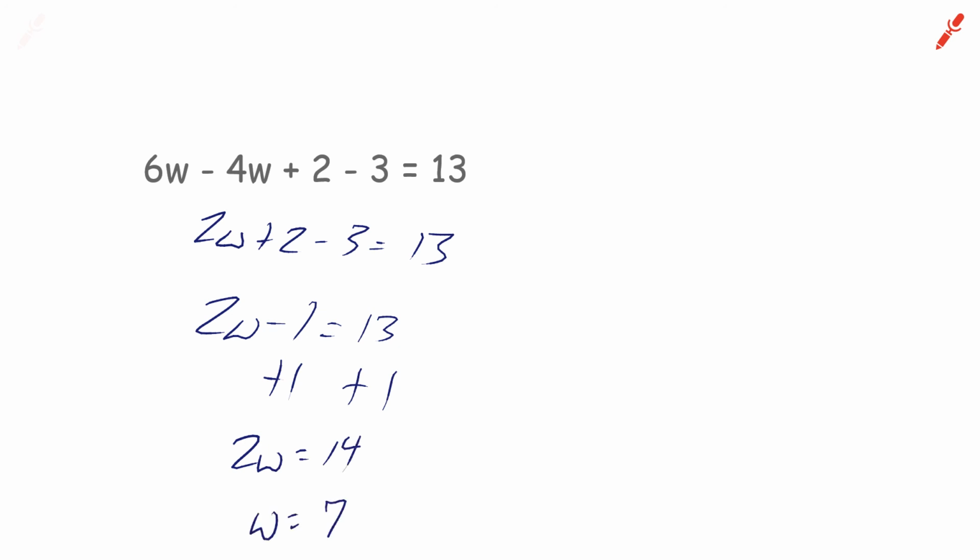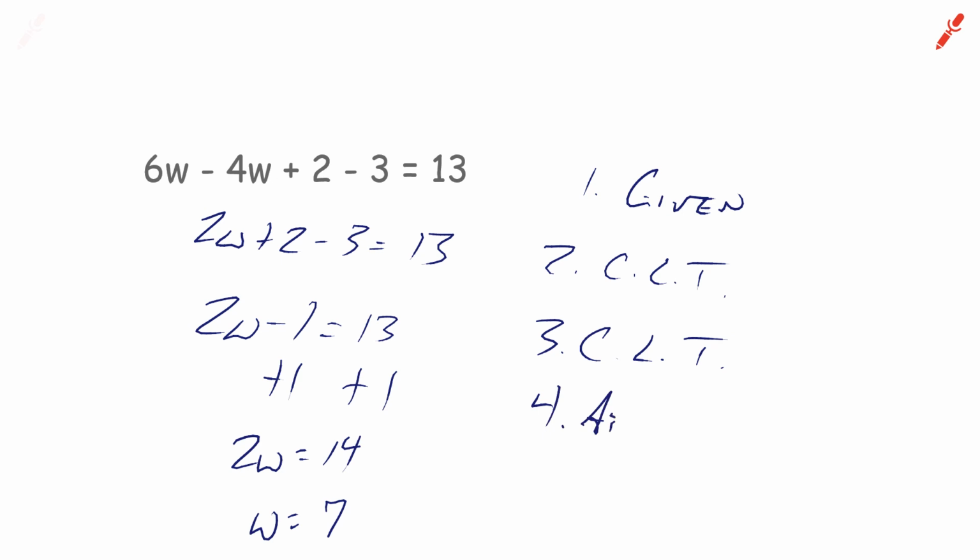Your justification should have gone 1 given, 2 combining like terms, 3 combining like terms, 4 addition property of equality, 5 division property of equality.